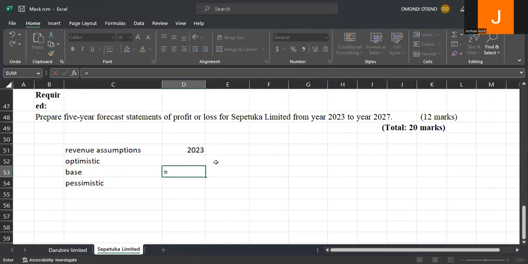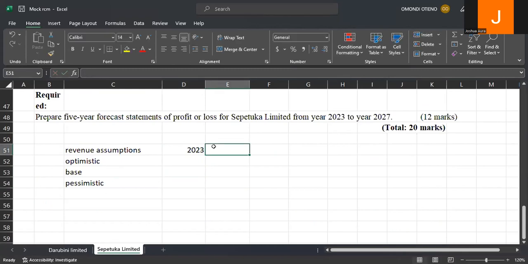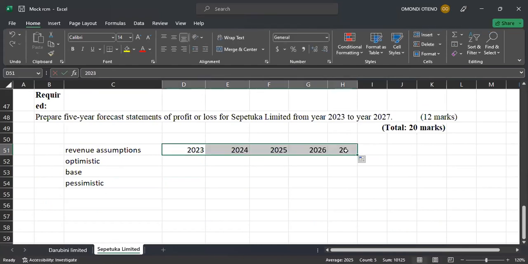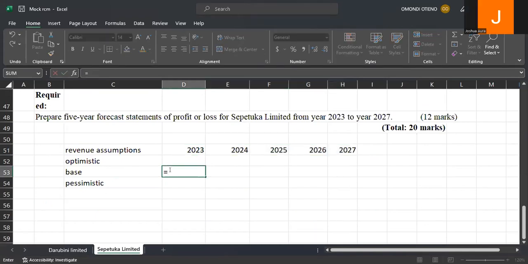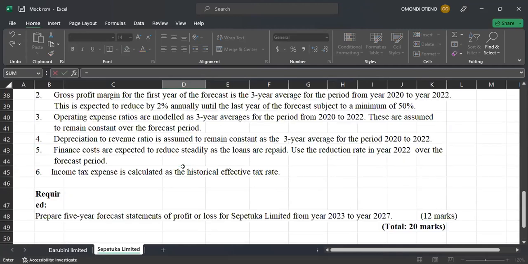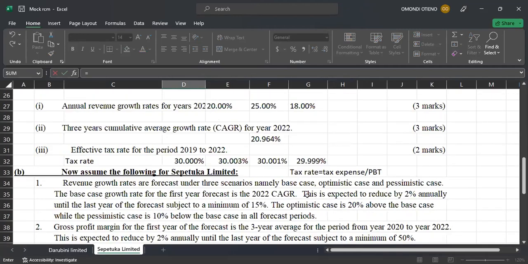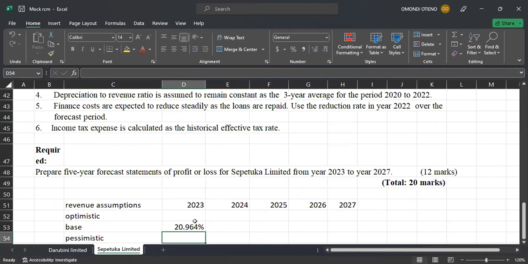Actually, if I were you, I would have written all the years. The years that they want us to predict are 2023 to 2027, 2024, like that, up to 2027. So then we come there now to base. They're telling us the base case for the first year of prediction is equal to the CAGR for 2022, which we happen to be having. Yes, that one, pull it down there. Great.